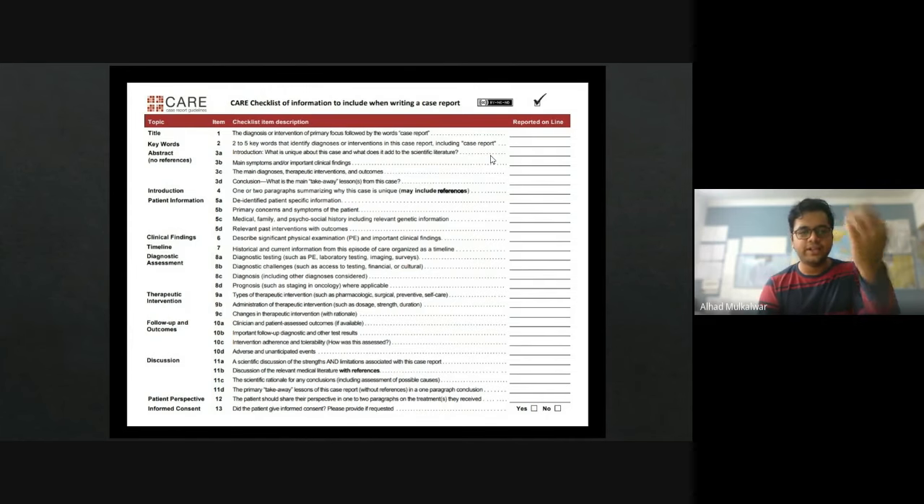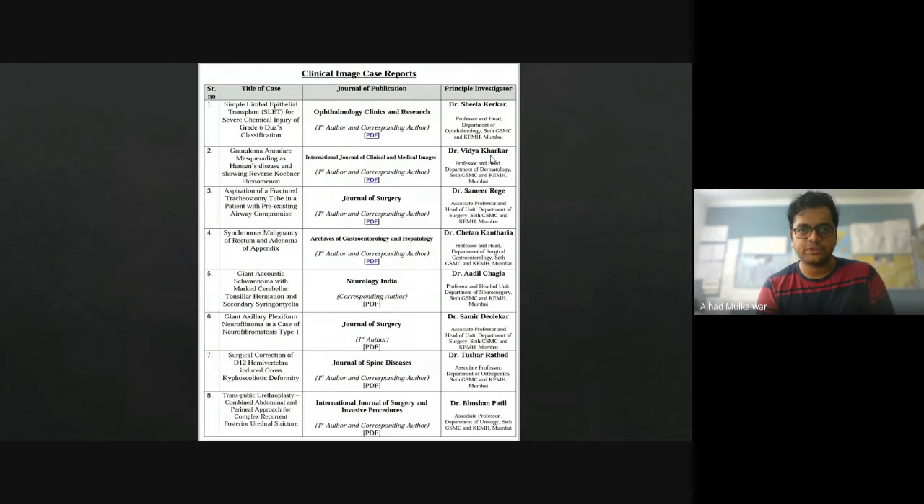So whenever you do decide to write one, please make sure that you go through them, and it will guide you to write a very crisp and quality enriched case report. This is just something which I wanted to share. This is a page from my very own CV. These are the case reports which I have done.